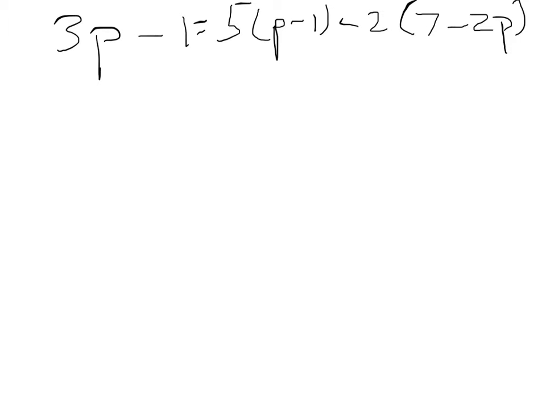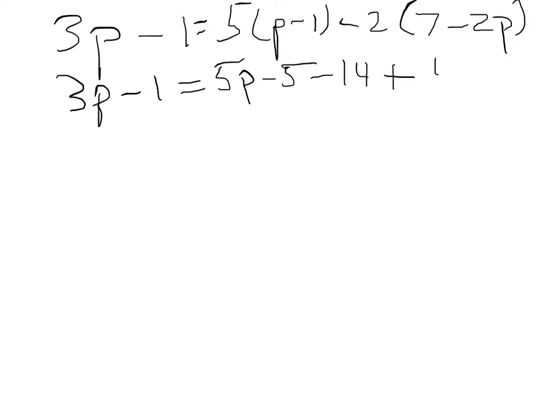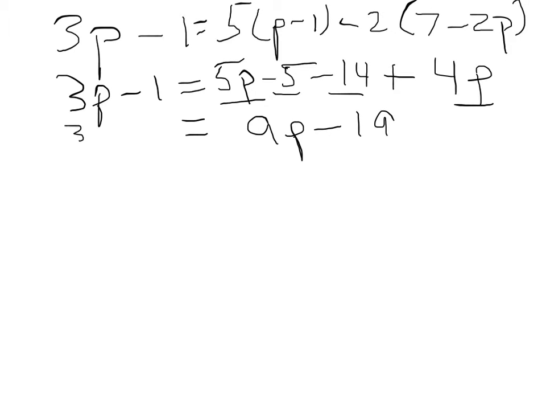The first thing we have to do is to distribute. So we have 3p minus 1 equals 5p minus 5 minus 14 plus 4p. Then we collect like terms on the right side, so we have equals, there's a 5p and a 4p, so that's 9p, and a negative 5 and a negative 14, that's negative 19. We still have 3p minus 1.